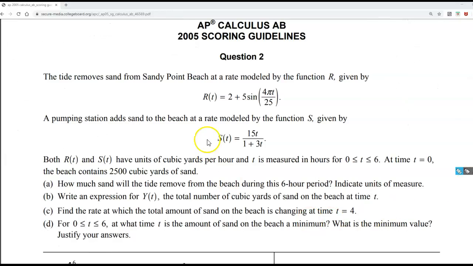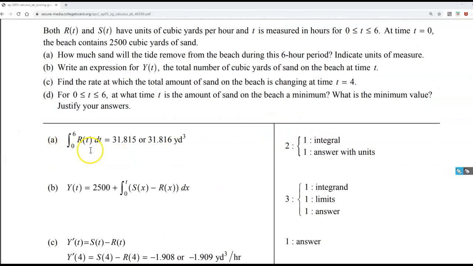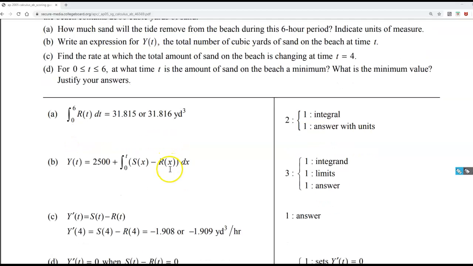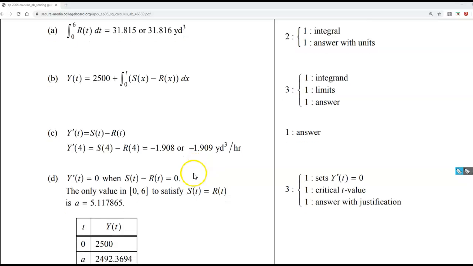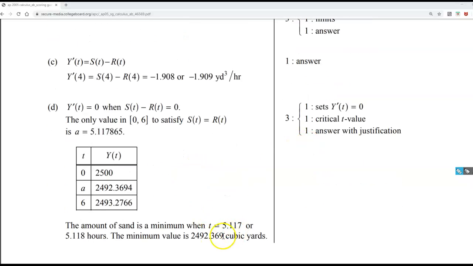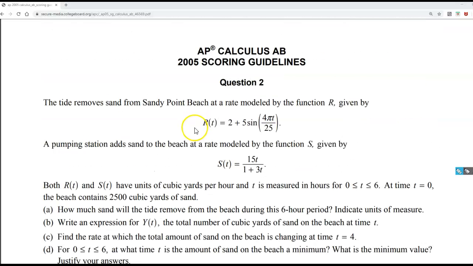Now, even though I didn't use my calculator to solve a lot of these, I mean, I could show you like number 1, that's what we would have got. Number 2, we had that. Part C, I didn't actually solve it, but I did set it up. Would have been that. And then we got the right answer here, 2492 cubic yards at t equals 5.117. So, once again, so long as you have the basics of rate in, rate out, and how to integrate them and get total amounts, you're going to be good.